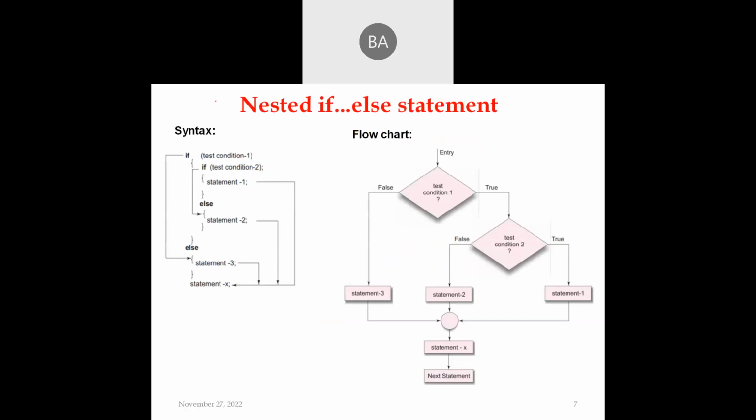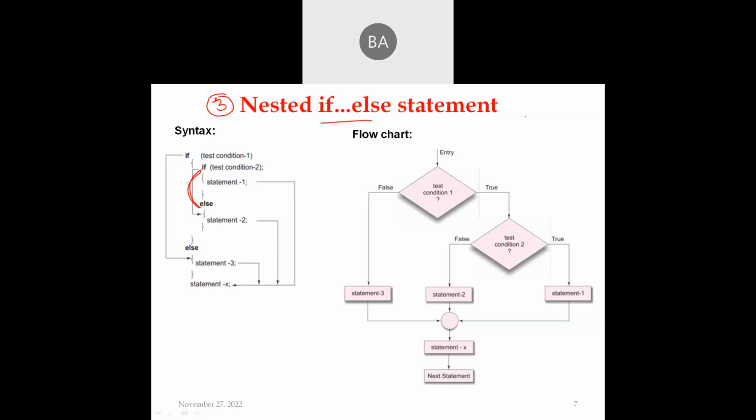Then next, coming to the third type of decision making statement, the nested if else statement. In this nested if else statement, either in the if block you can make use of another if else statement, or in the else block you can make use of another if else statement. In this particular example, in the if block we have used one more if else statement. You see this. Similar to that, in the else block also we can use. Then it is called a nested if else statement.